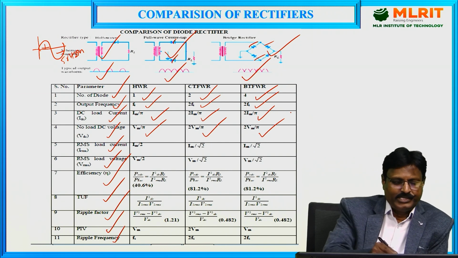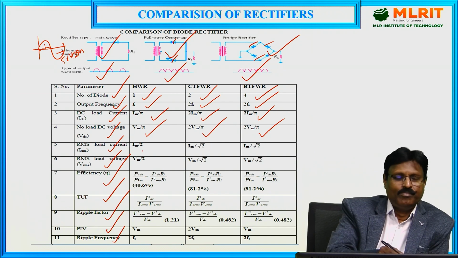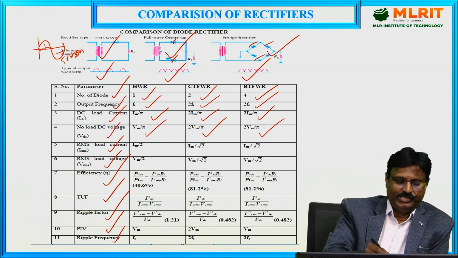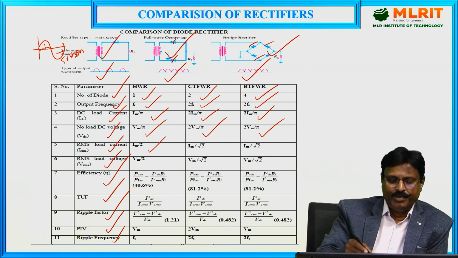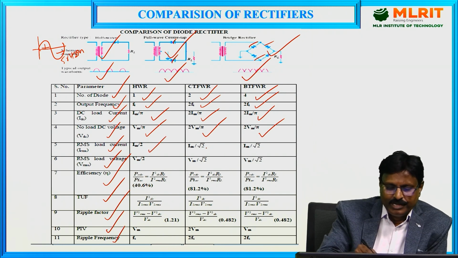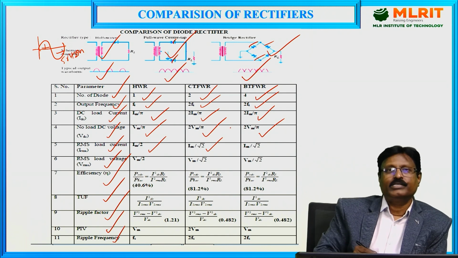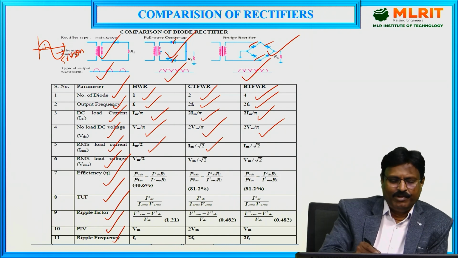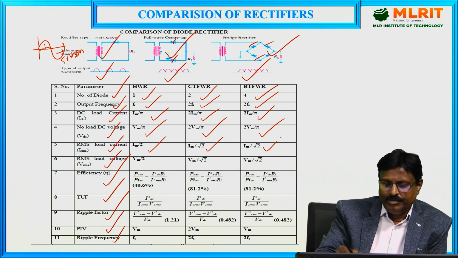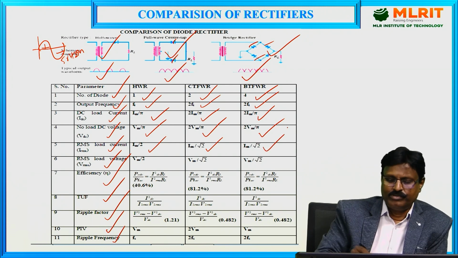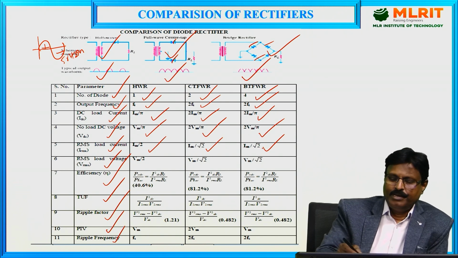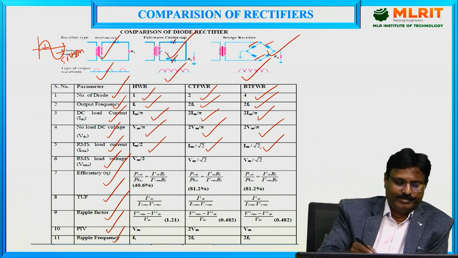Okay. Next, RMS values of both current and voltage. Here, if it is a half wave rectifier, it will be Im by 2, and if it is a center tapped full wave rectifier, it will be equal to Im by root 2. The same thing is valid for the bridge rectifier also, equal to Im by root 2, where Im is the peak current value.